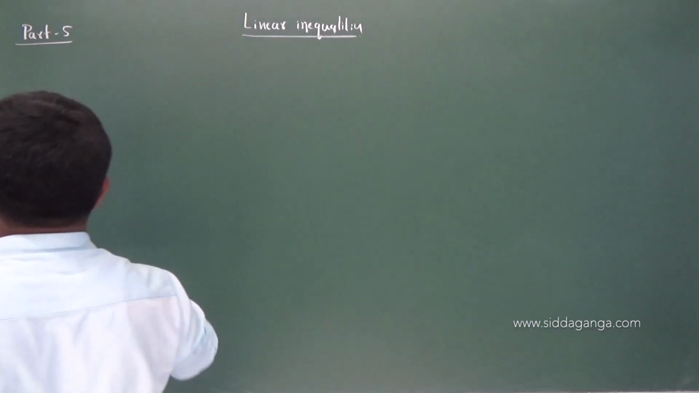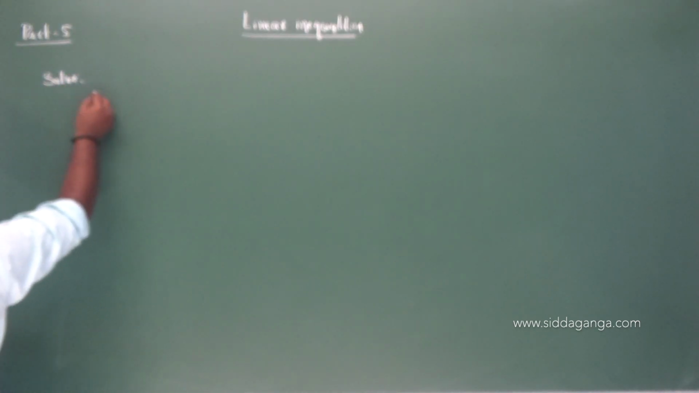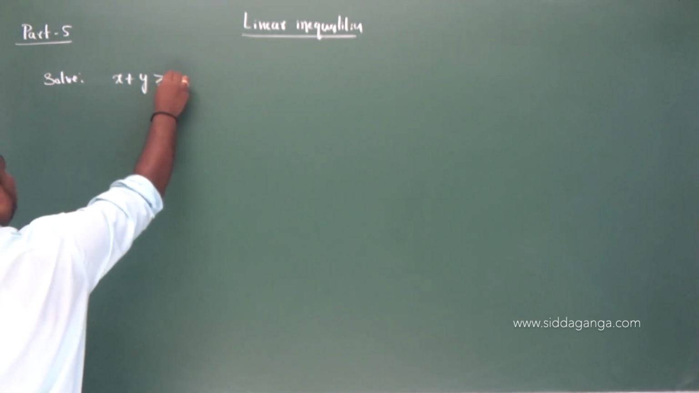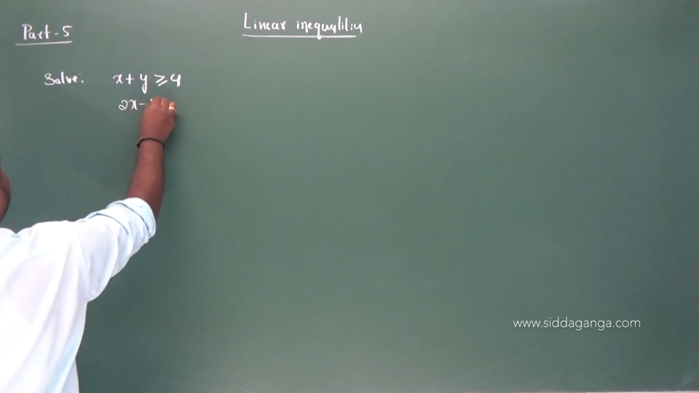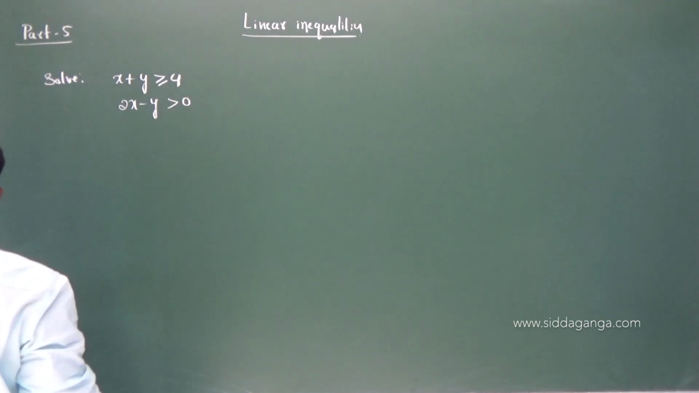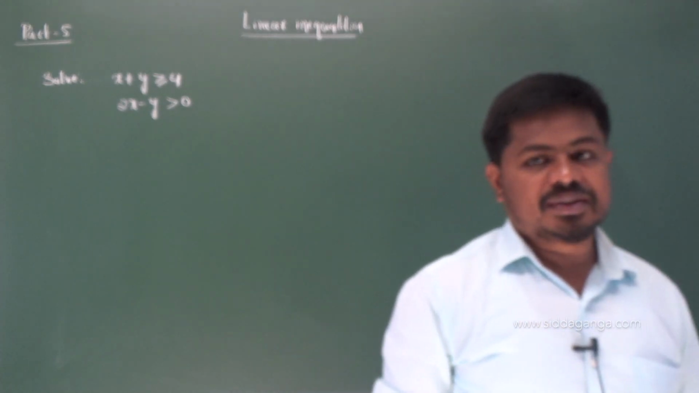Solve x plus y is greater than or equal to 4 and 2x minus y is greater than 0 graphically.